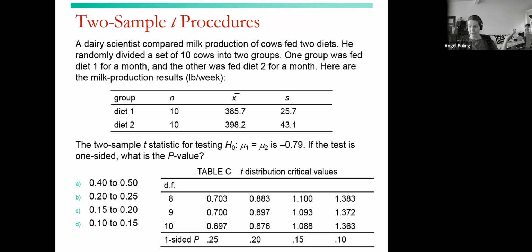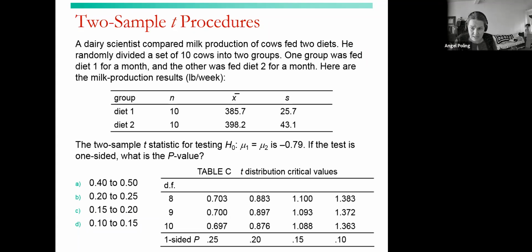Still with the cows here, right? What do we have this time around though? We get a little bit more. So the two sample t statistic, they calculated it for us, is negative 0.79, right? The t statistic is negative 0.79. If the test is one-sided, what is the p-value? So they gave us a little excerpt of the chart here. We said the degrees of freedom was 9. So we go to the 9 row, right? And we look at the absolute value, which is 0.79.